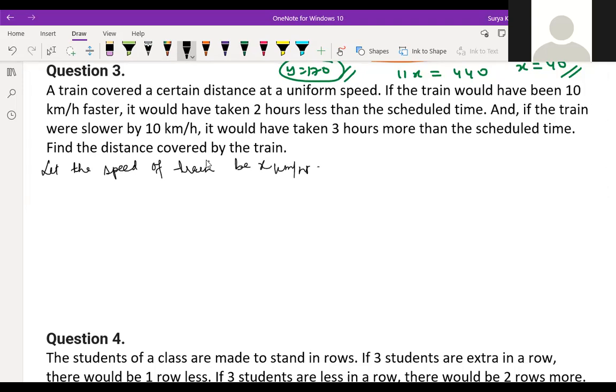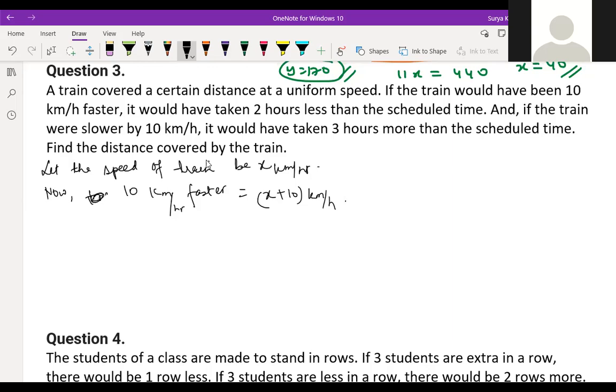If the train would have been faster, then the time taken is 2 hours less. If the train would have been 10 km/h faster, now what can we write? 10 km per hour faster, then the speed will be x plus 10 km/h, right? It would have taken 2 hours less than the scheduled time.